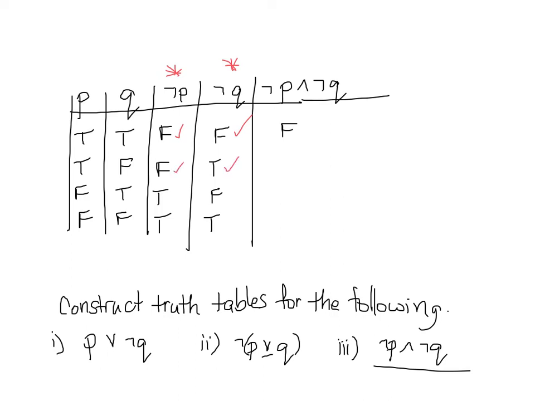Both must be true, but only one is true, so it's still false. Both must be true, but only one is true, so again, still false. Both must be true, and finally we do have a case where both are true, so that's true. And that's the answer to our third part of the question: not P and not Q is false, false, false, true.